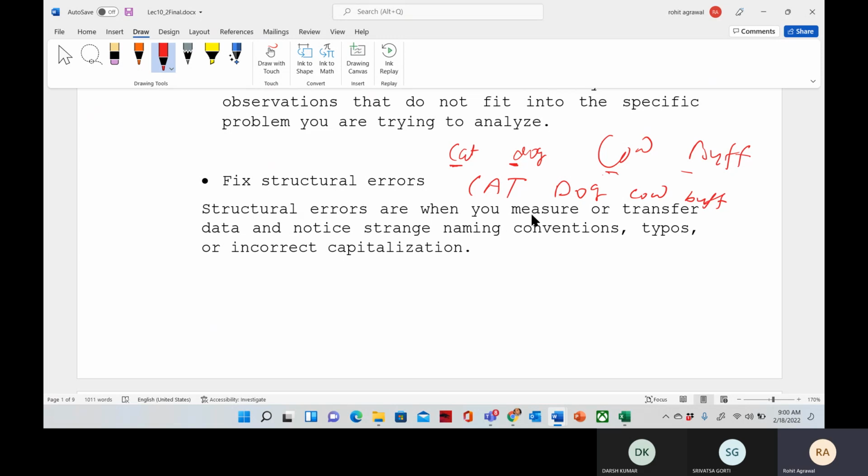Structural error is when you measure or transfer data and notice strange naming conventions. Suppose you are transferring data, we will discuss what data transformation is. So suppose you are transforming data from one form to another form.